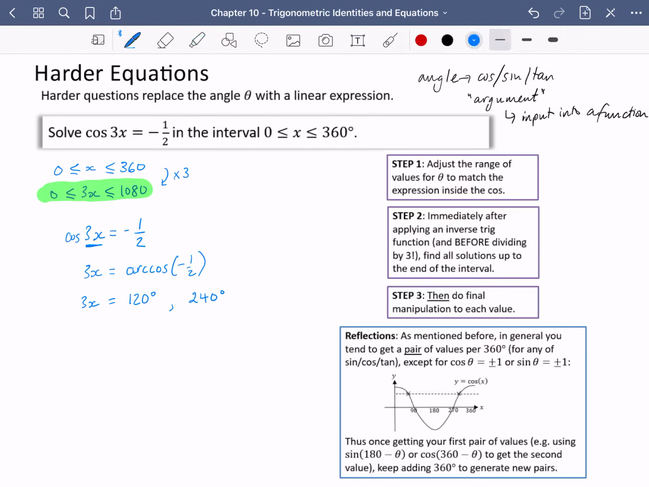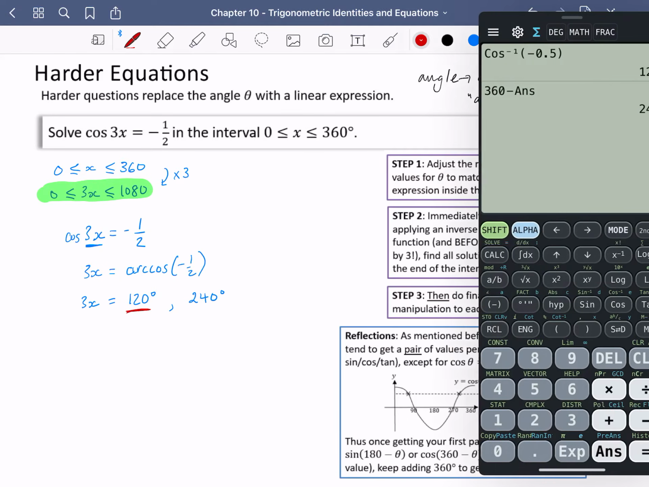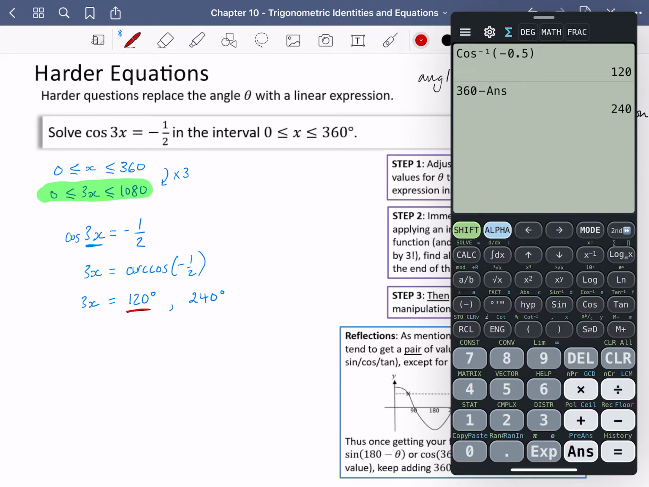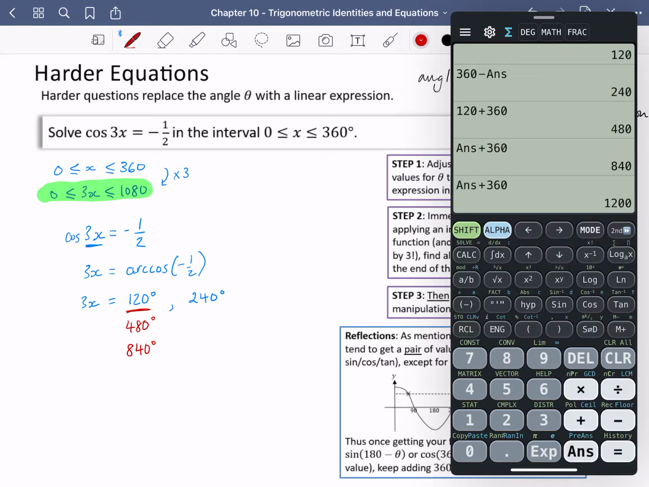Clearly there are going to be a few more for these. I'm going to start by thinking about this 120, and I'm going to keep adding 360 onto it. So I've got 120, and I add on 360 to get 480. I can add on another 360 and I'm still below the 1080, so we get 840. If I add on another 360, I go beyond the range, so I'm going to stop there.